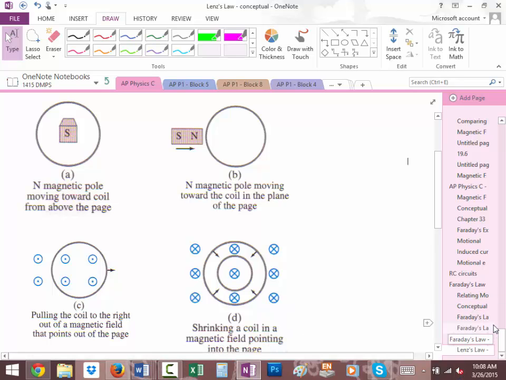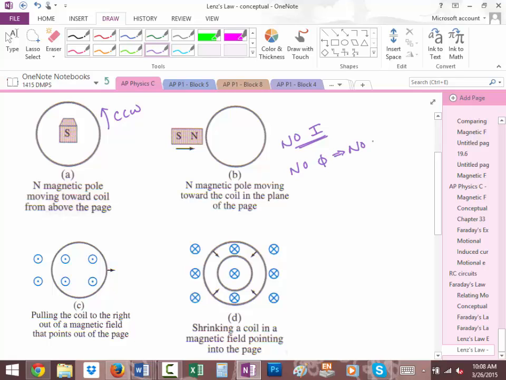What did you say for A? Counterclockwise. Did you say counterclockwise? Yes. So the magnetic field is getting stronger into the page, so that means we want it to come out of the page, so counterclockwise. What about for B? Nothing yet. Why? It's not going through. Right, there is no flux the whole time, which means there's no change in flux, which means we don't have anything.